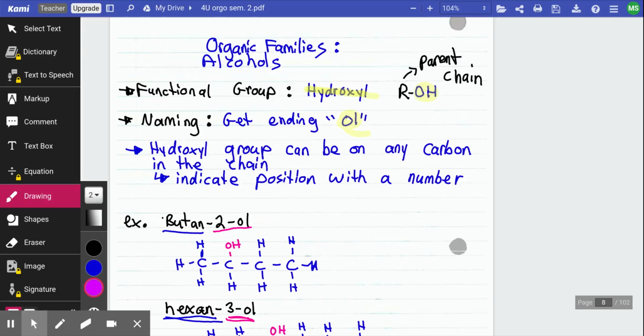Just like we have to indicate there's a methyl group or a double bond or a chlorine bonded to the hydrocarbon chain. And to do that in the name, they get the ending ol, O-L, okay? Just like alcohol, it has the ending ol. It's important to note here that the hydroxyl group can be on any carbon in the chain. So it can be on any carbon in the chain. And what you do is you indicate position with a number.